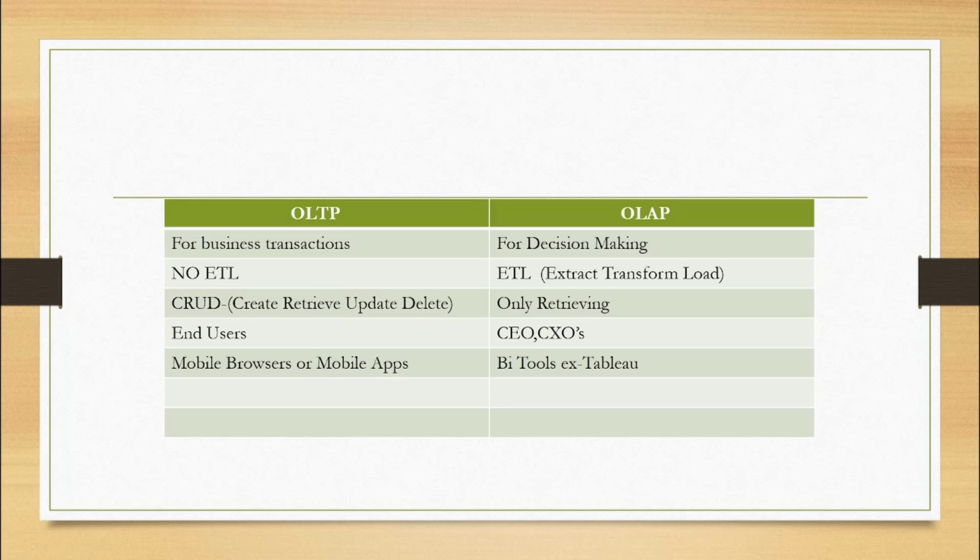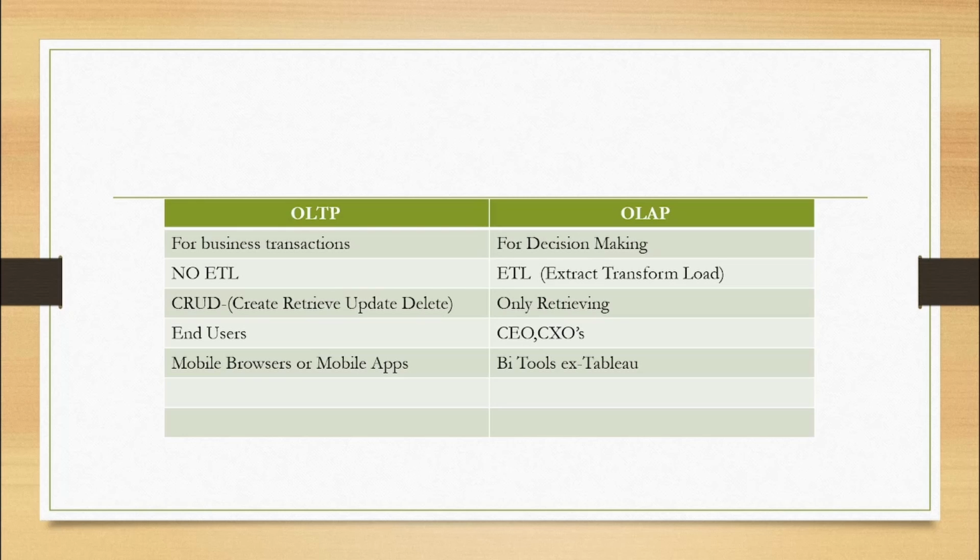The next one is that OLTP has no ETL process. In the previous video I already talked about ETL, extract, transform and load, but here we don't need any kind of ETL. You have already seen that: I go to the website, I search for mobiles, I buy it. I am not doing any kind of data extraction, transformation, or loading. So there is no ETL process there.